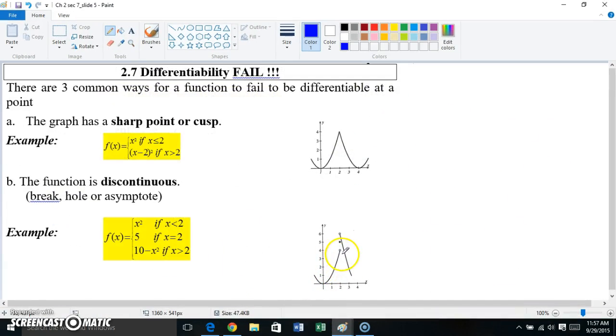So here we are. There are 3 common ways for a function to fail to be differentiable at a point. I was giving you examples of the sharp point on the previous page. Here is a piecewise function: x squared if x is less than or equal to 2. That's the parabola centered at the origin, and we could say this continues. And x minus 2 quantity squared for x greater than 2.